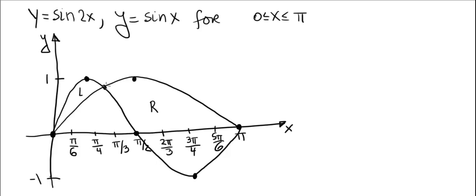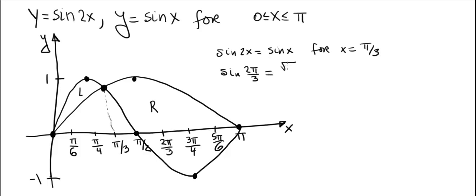This point of intersection is critical, and the way I graphed it, I hope you can see even by inspection that sine of 2x equals sine of x for x equal to pi over 3. And that's because if we plug in pi over 3 for x, the left-hand side becomes sine of 2 pi over 3, and that's equal to square root of 3 over 2. And then sine of pi over 3 also equals square root of 3 over 2. So that is the value of x where the two graphs intersect.